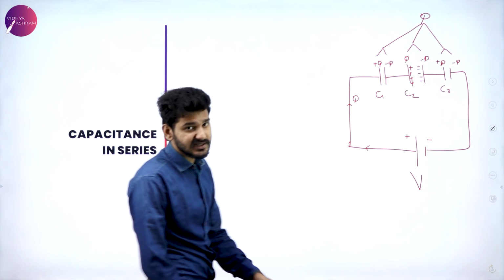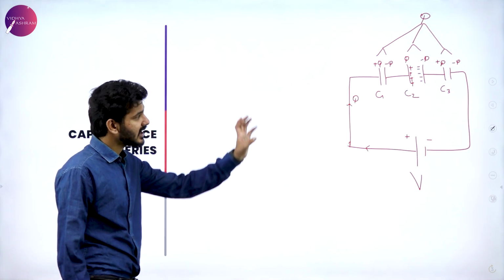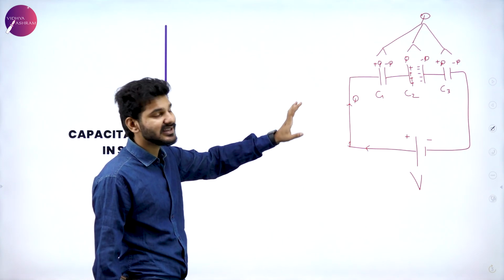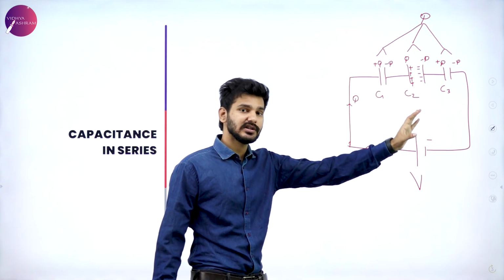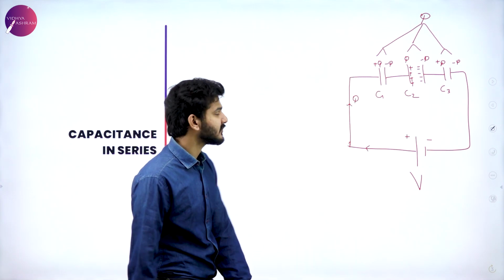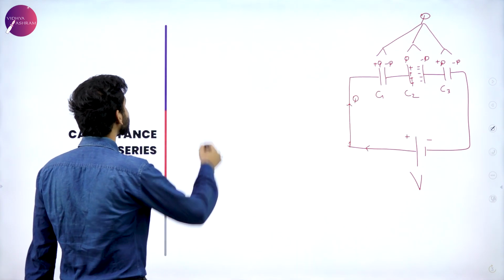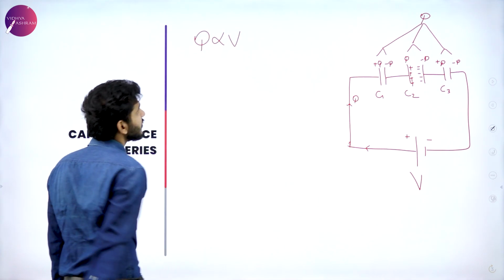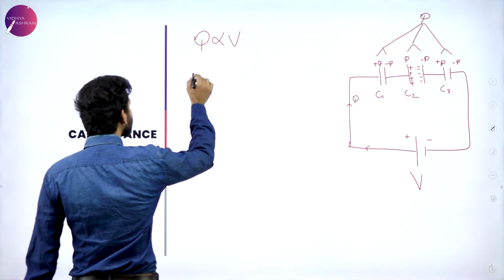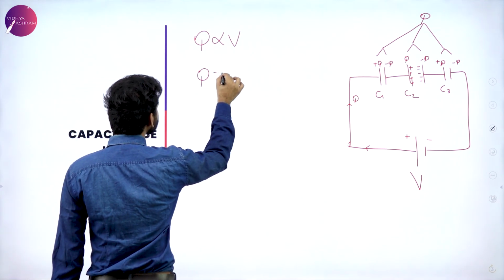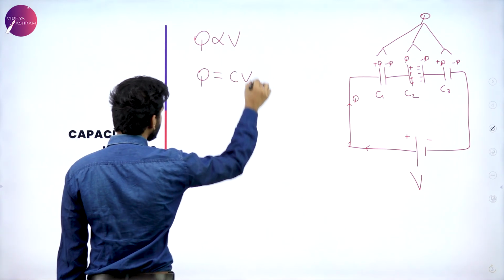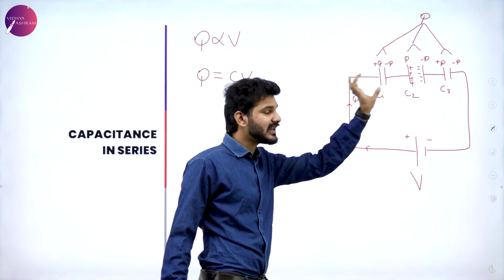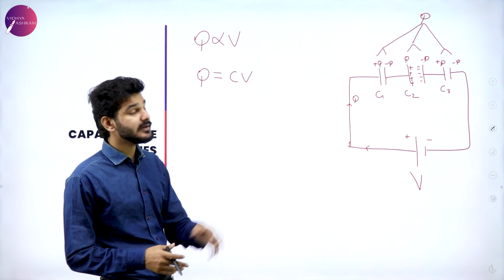How is that possible? I'll prove it to you in just a second, but assume that this is the manner in which the capacitors are being arranged, one after the other. That is, they are arranged in series. We know the initial relation, that Q is directly proportional to V. From this, we know that the equation for capacitance is Q is equal to CV. But we know that the amount of Q being stored in each of these capacitors is the same Q.